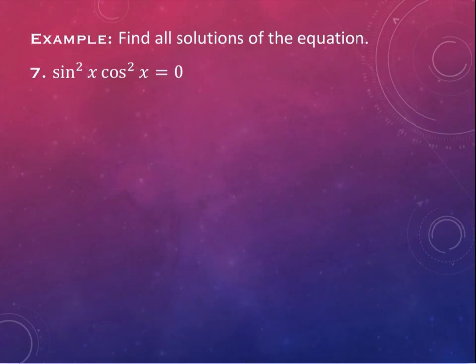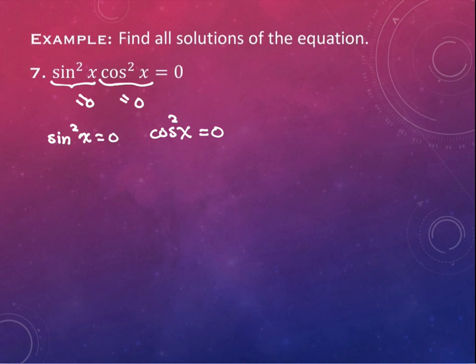Okay? This problem is really nice the way it already is set up. Because the 0 property of multiplication says since these two things are multiplied and equal to 0, I can set each one of them equal to 0. And I can solve them. So I have the sine squared of x is equal to 0. And I have the cosine squared of x is equal to 0.